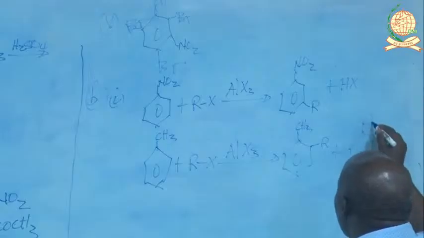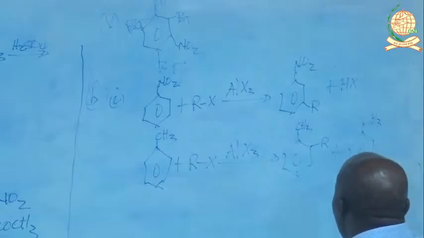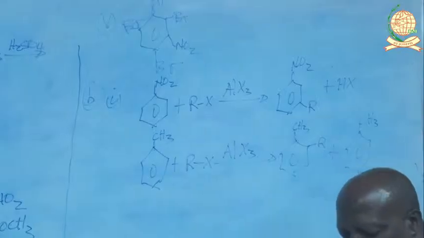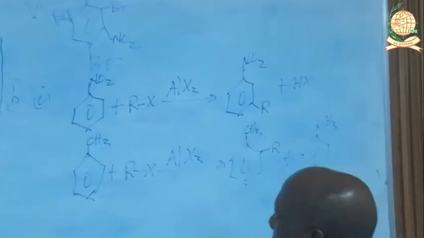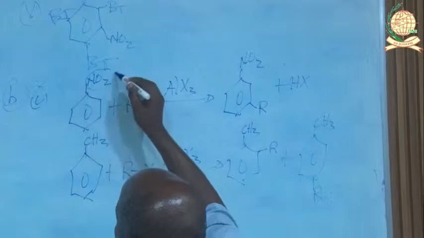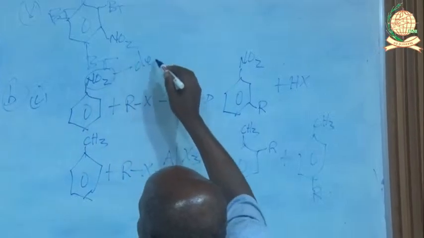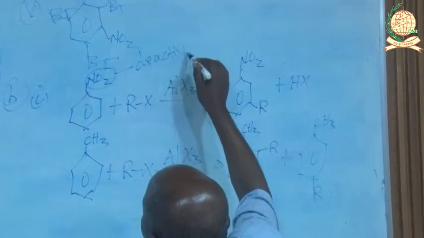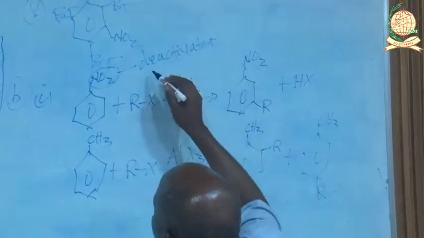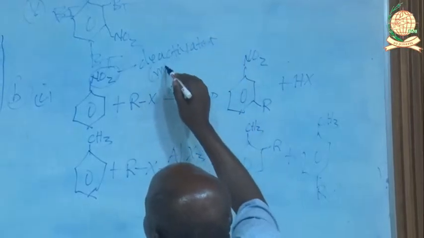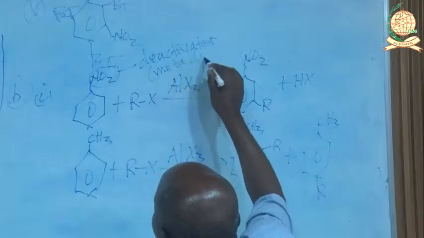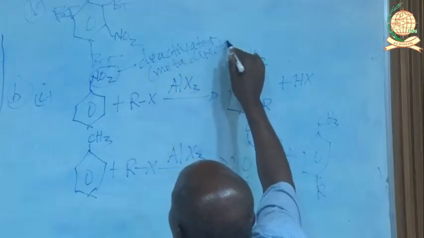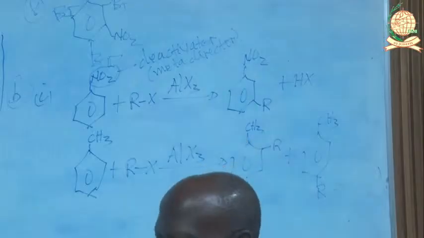Here is CH3, then this is R. Now, the reason is what? The reason is because the nitro group is a deactivator, so it is a meta director. And in a substituted benzene ring, we have only one meta position, so only one product will be formed.